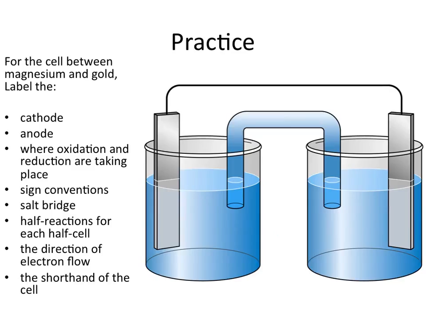So for this little practice session, what I'd like you to do is just label the following. The reaction between magnesium and gold: label the cathode, the anode, the area where oxidation and reduction are taking place, and the sign convention. So what sign is the anode, what sign is the cathode. The salt bridge, you don't necessarily have to show what it's made out of, just salt bridge. The half reactions for each of the half cells, the direction of electron flow, and the shorthand notation of the cell. So pause the video right now and go ahead and label.